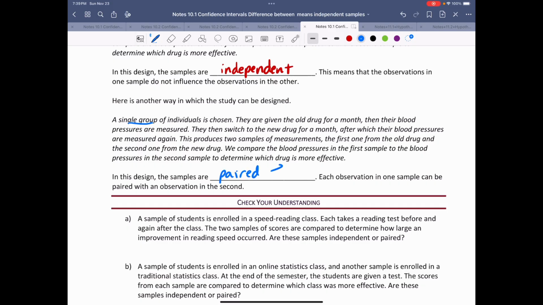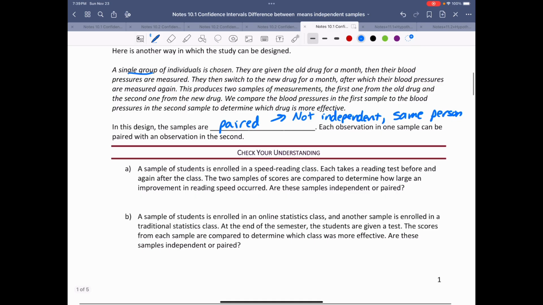When they are paired, they're not independent because it's the same person, or sometimes it's somebody very similar, but most of the time it's the same person. Each observation in one sample can be paired with an observation in the second. Now, pause the video and read these 2 and see what you think they are.